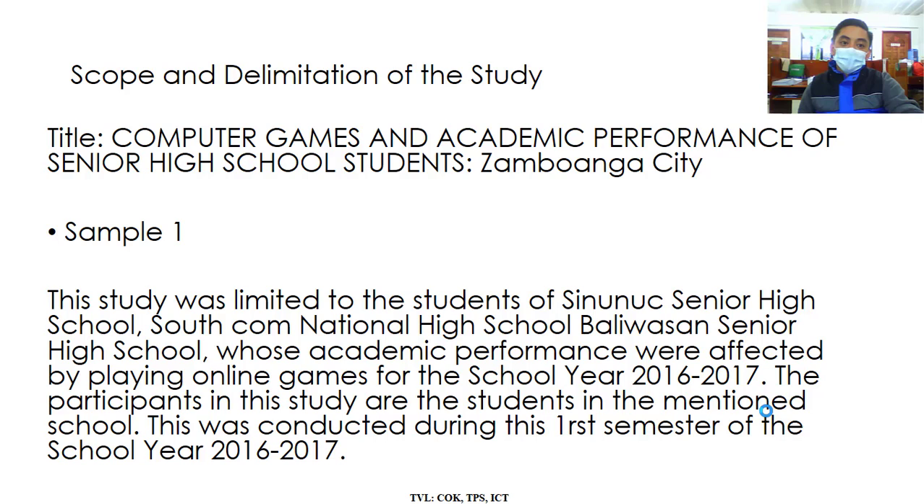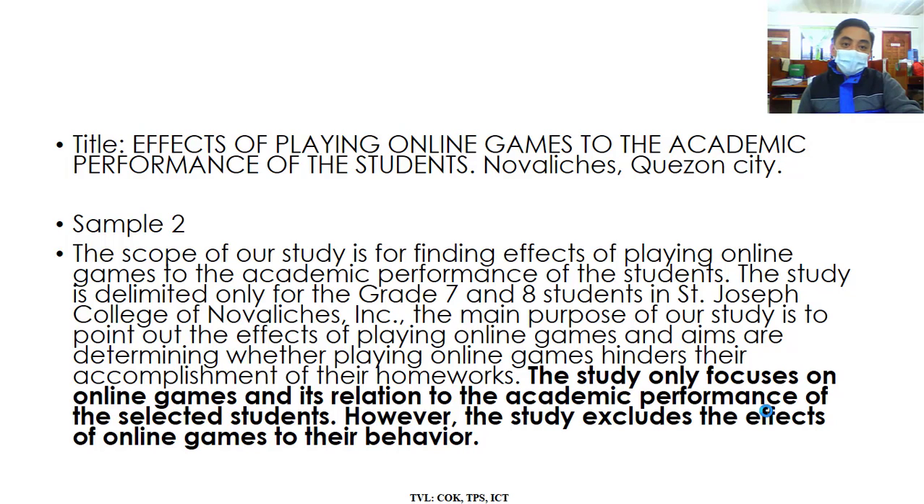Now, when we look at the scope and delimitation, it defines to what specific area, people, and objective they are trying to point out here. That's an obvious truth about scope. Now, let's try to see another one. Here comes a title, Effects of Playing Online Games to the Academic Performance of the Students, coming from research in Novaliches, Quezon City, of grade 7 and grade 8.